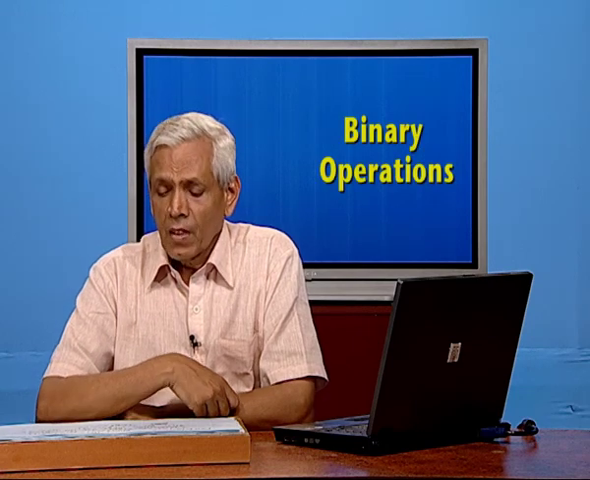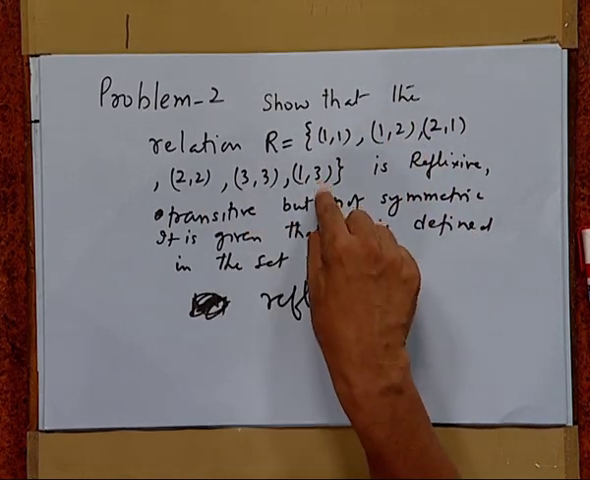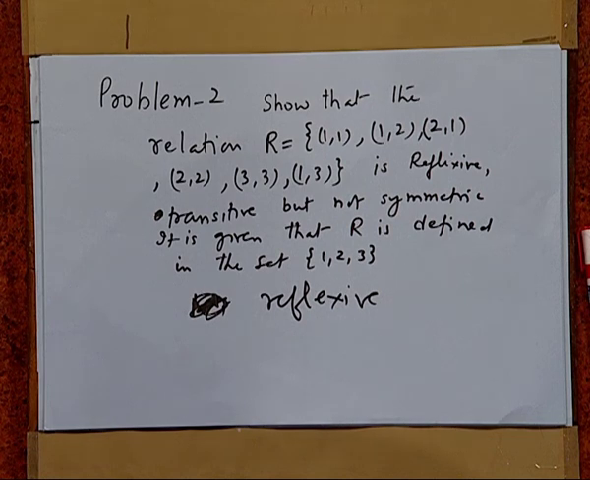Let us take one more problem. Show that the relation R = {(1,1), (1,2), (2,1), (2,2), (3,3), (1,3)} is reflexive, transitive, but not symmetric. It is given that R is defined in the set {1, 2, 3}. Here {1, 2, 3} is the given set, and we have (1,1) belonging to R, (2,2) in R, (3,3) in R. So, every element is related to itself, so it is reflexive. It is not symmetric because (1,3) belongs to R, but (3,1) does not belong to R.